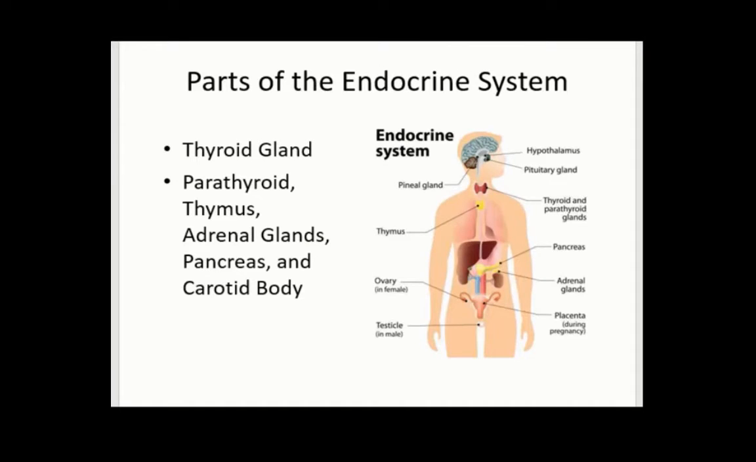And here are the parts of the endocrine system. I thought this was a pretty good diagram, again from Google Images, that shows where the various glands are. And you notice that not all of these glands are included in the endocrine system. The ovary and the testicles are within the male and female genital system chapters. So within this chapter, we have the thyroid gland, the parathyroid, the thymus, the adrenals, the pancreas, and the carotid body. Okay.